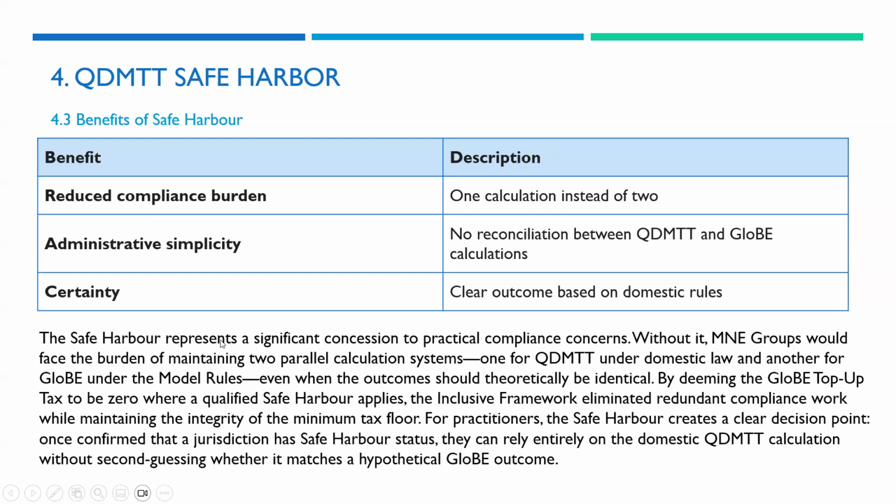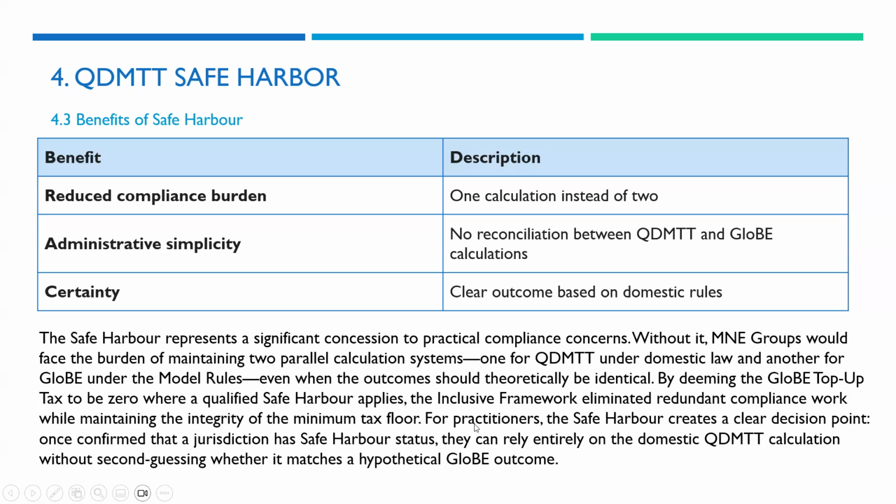Again, safe harbor represents a significant concession to practical compliance concerns. It's not a concession to tax, but it's a concession to compliance concerns. Without it, MNE groups would face the burden of maintaining two parallel calculation systems, one for QDMTT under domestic law and another for Globe under model rules, even when the outcomes should theoretically be identical. So when it's the same, why do you need to maintain two, three? By deeming the globe top-up tax to be zero where a qualified safe harbor applies, the inclusive framework eliminated redundant compliance work while maintaining the integrity of the minimum tax rate.